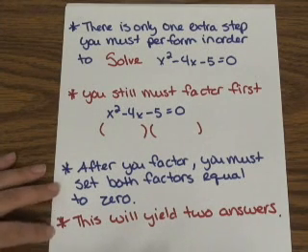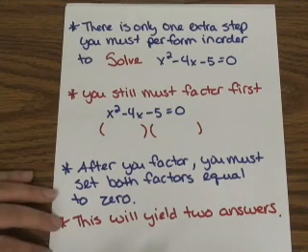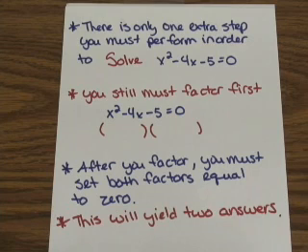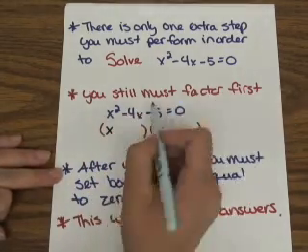Like I said before, there is only one extra step you must perform in order to solve this quadratic equation. You still must factor first. So let's factor this problem. x squared minus 4x minus 5. Right away, I know the only way I can get x squared is by multiplying x times x.